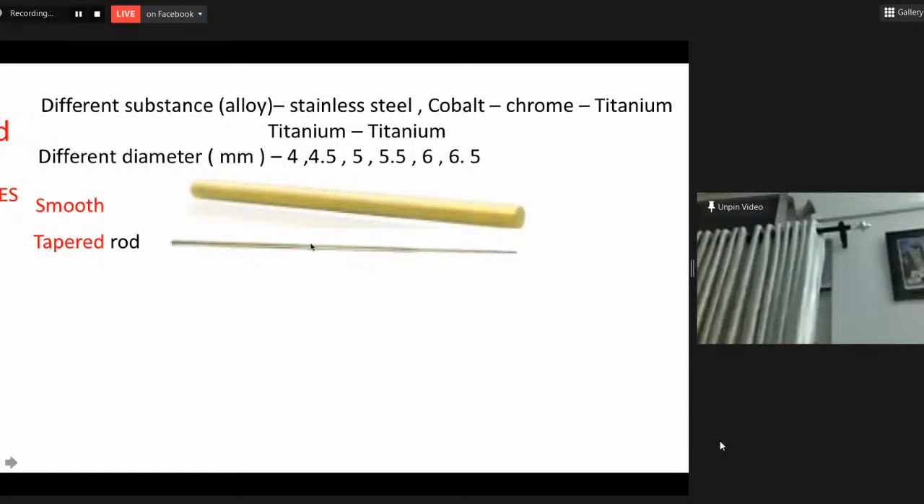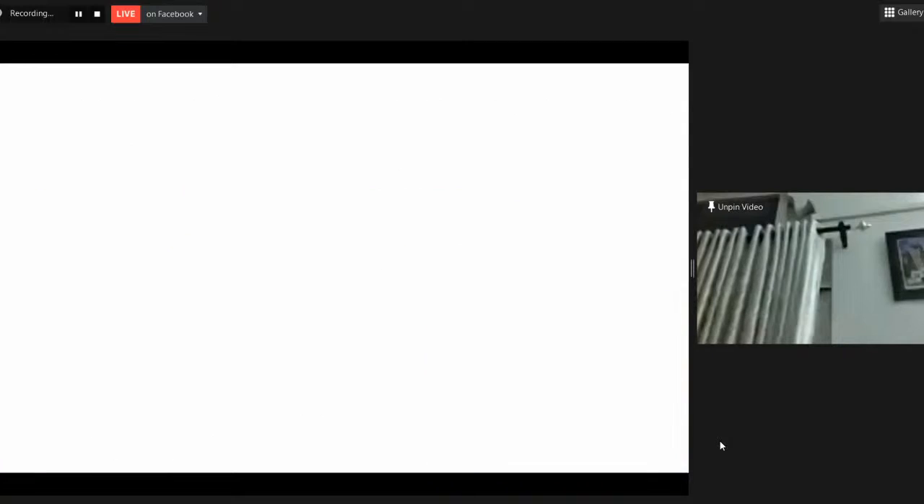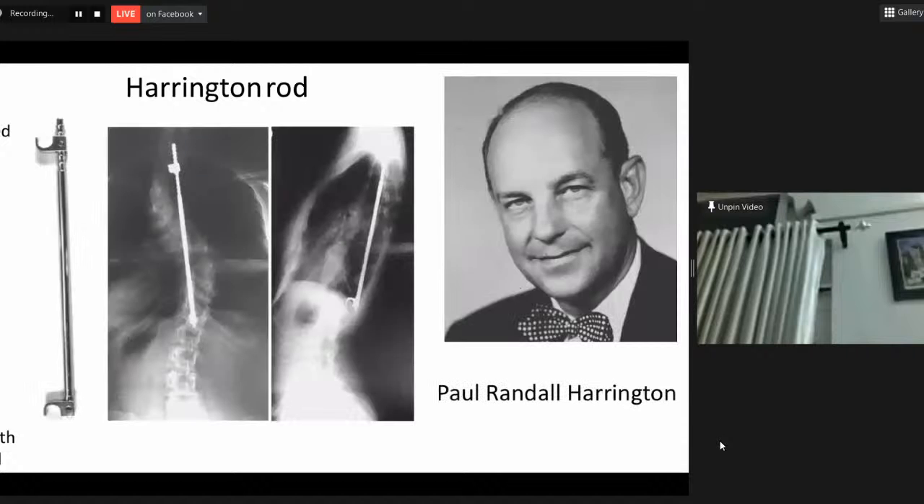Suppose in the dorsal spine you are fixing this, it can be extended to the cervical spine where the diameter required is less. And then there was a development of knurled rod, actually devised by Cotrel and Dubousset, the originators of the CD system. In the Harrington rod, the end is different. The upper end is ratcheted and the lower end is the smooth end. Paul Harrington devised it.